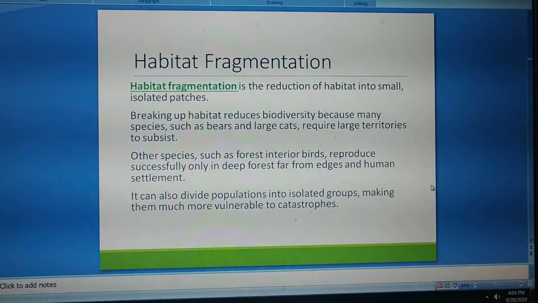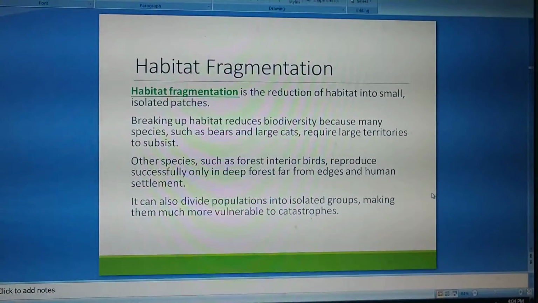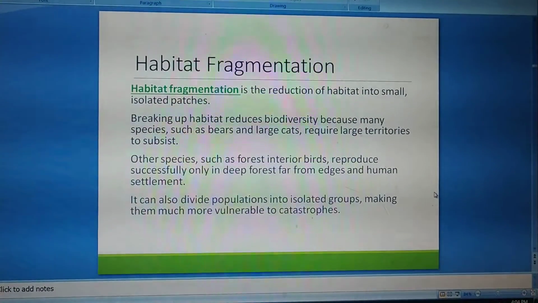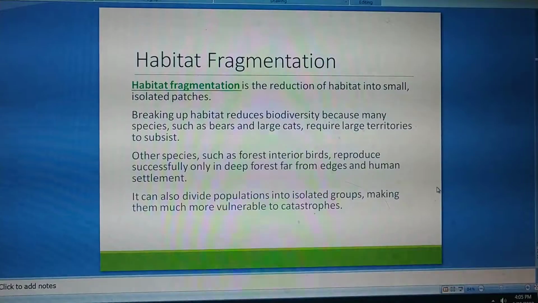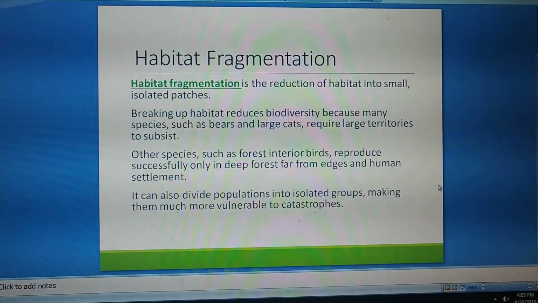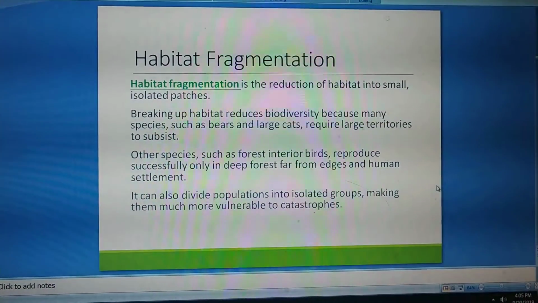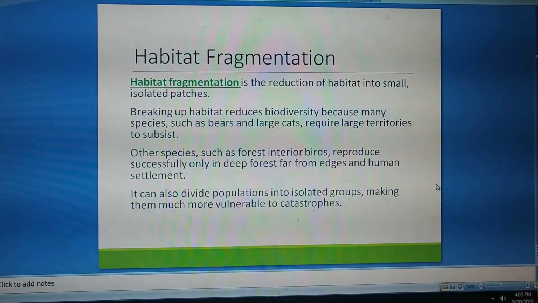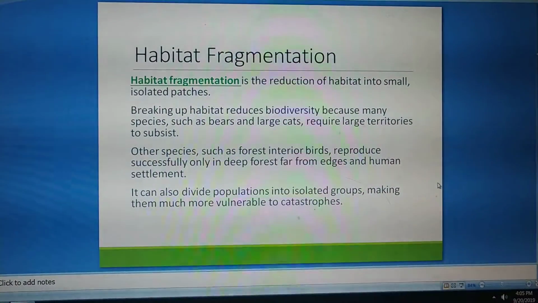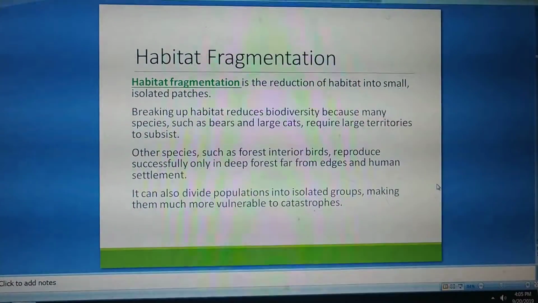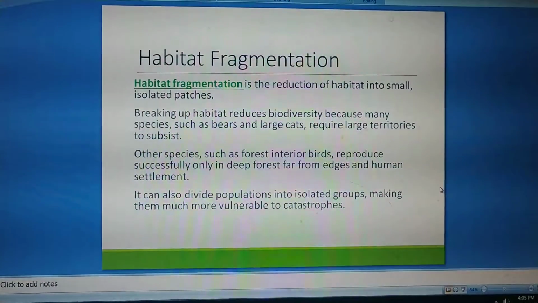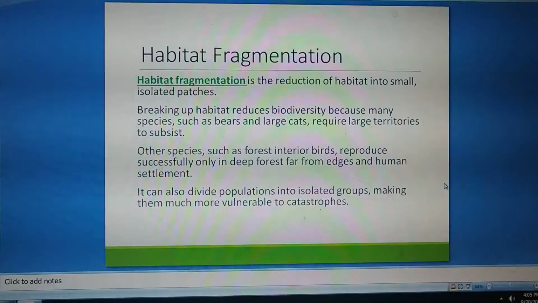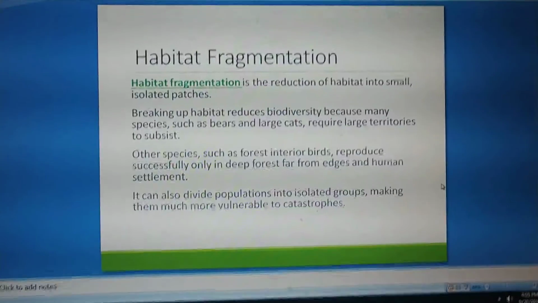Now, habitat fragmentation is when you're reducing habitat into small isolated patches. So this is a problem because by making small patches, when you look at larger predators like bears and mountain lions, they require large connected territories. So the issue is, as they move from patch to patch, they're more likely to be killed, or they can't survive in a patch to begin with.